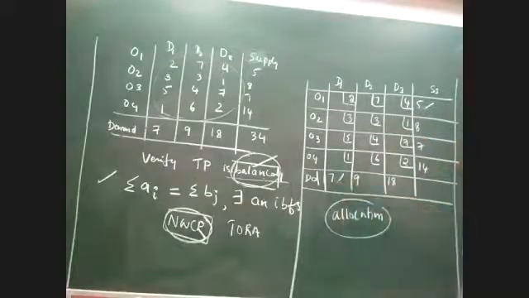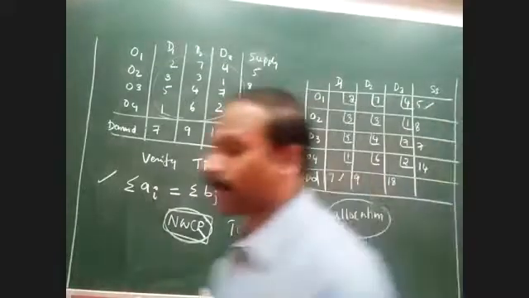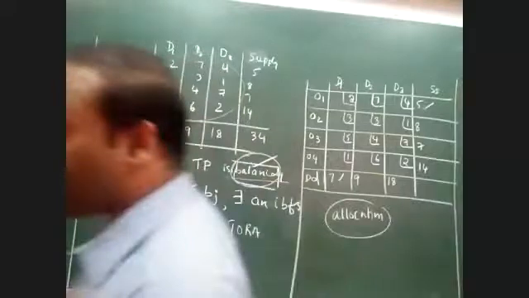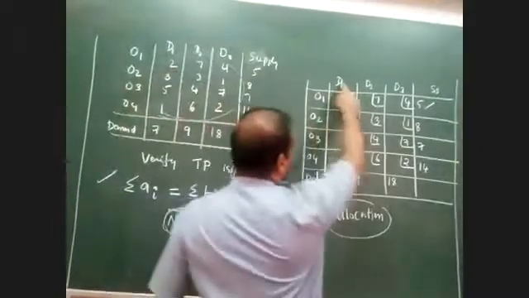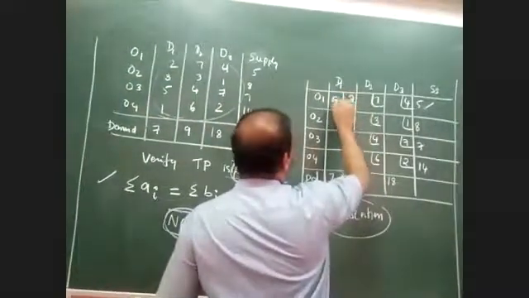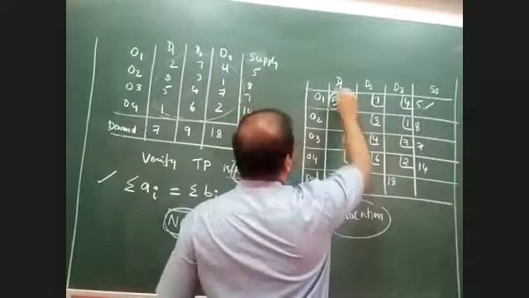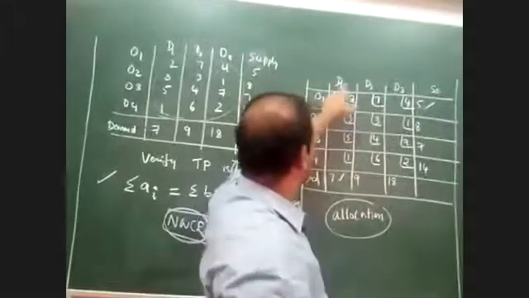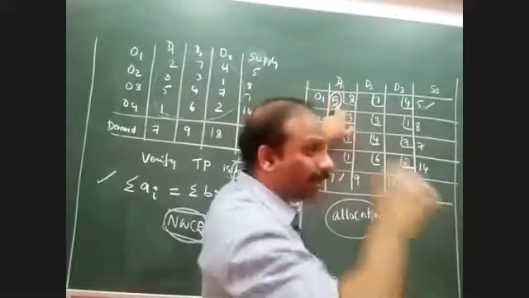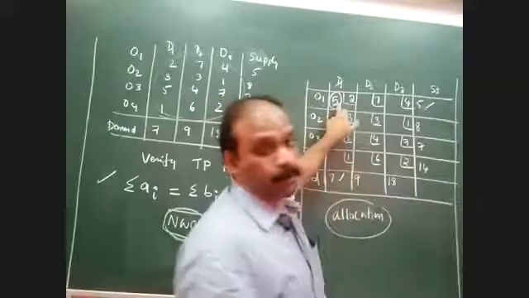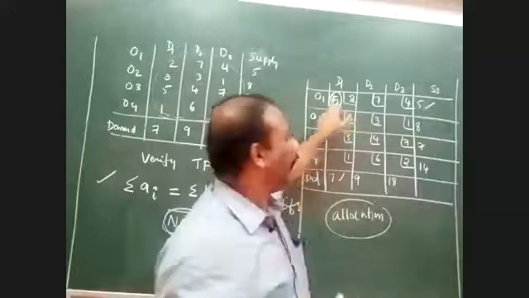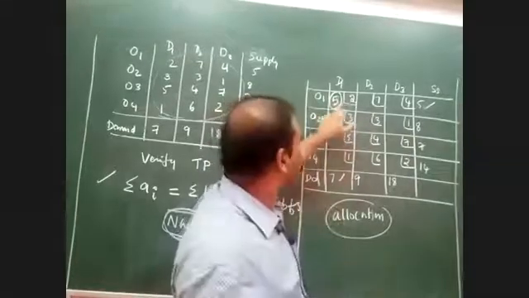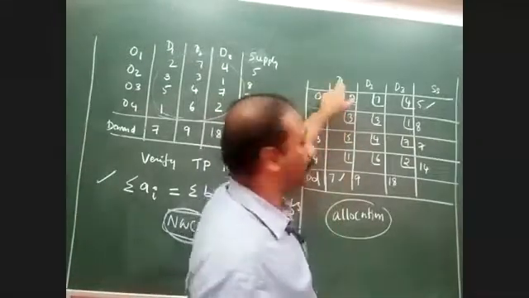And 5 and 7, which is the lowest value now? Out of 5 and 7? 5. 5 is the lowest value. It means for O1 to D1, I am supposed to allocate 5. Origin 1 to destination 1, totally 5 units of material I am transporting. That's what it means. Are you understanding the practical application of it? I am supposed to transport 5 units of a material from O1 to D1.